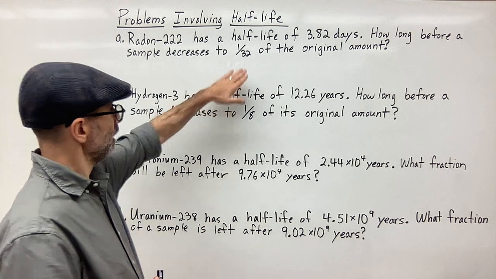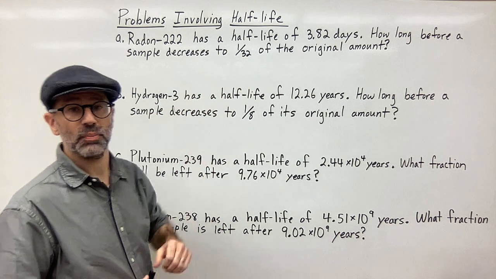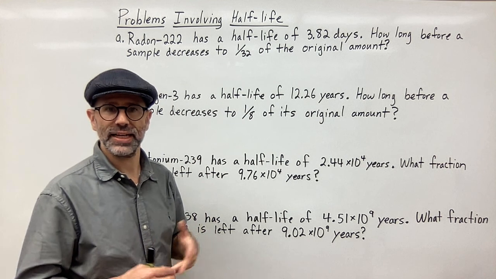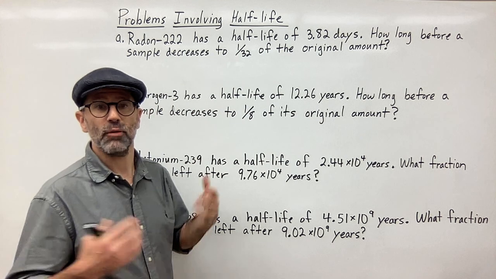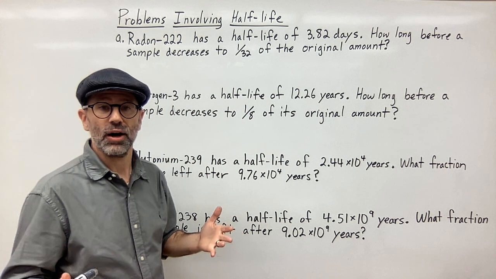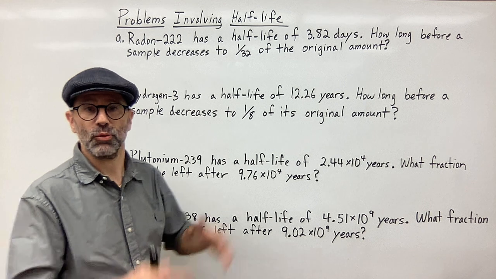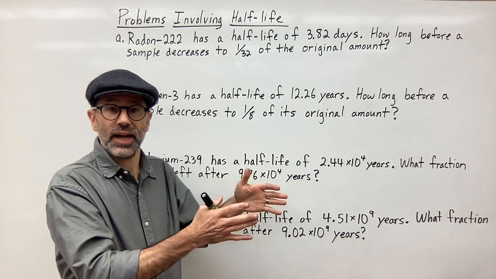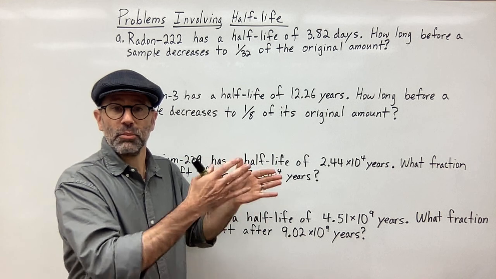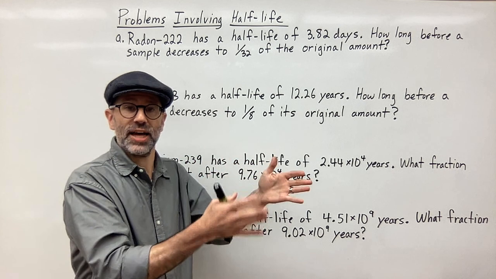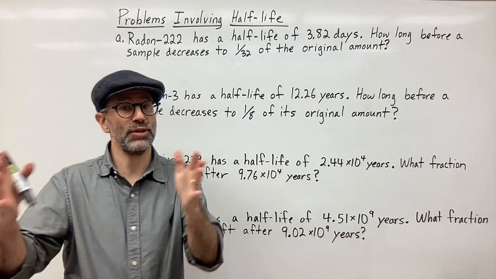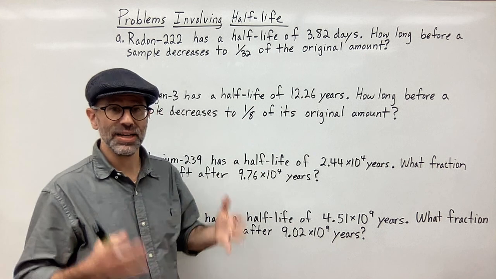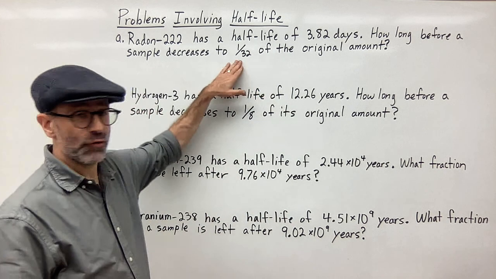So in this case, if this was a percentage, if we asked how long it would take to get to 12.5%, what you would do is start with 100%. We always start with 100% of the sample, and then you go through the number of half-lives by taking 100% and dividing it by two each time until you get to that percentage, 12.5. So it's similar to the fraction.